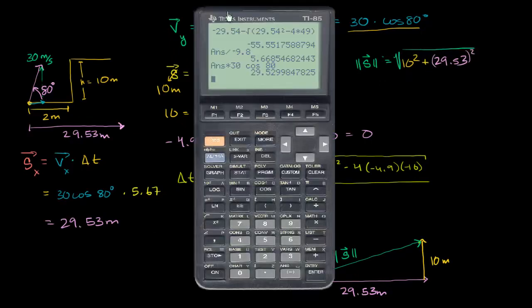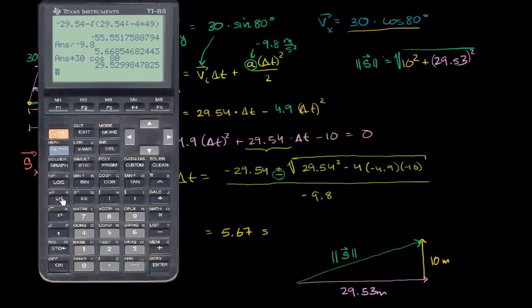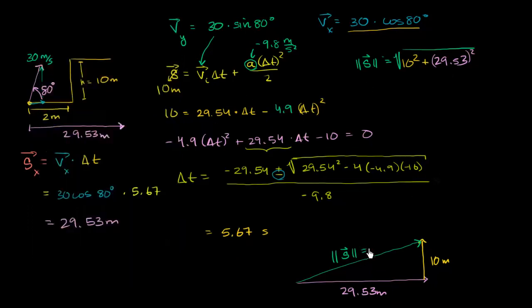And I can get the calculator out once again to do that. So the magnitude of our total displacement is the square root of 10 squared, which is just 100, plus 29.53 squared. I could use the previous answer so that I don't lose any precision. That gives us a total displacement of 31.18 meters. And of course, it's a vector. So we've only given you the magnitude. We also need the direction.